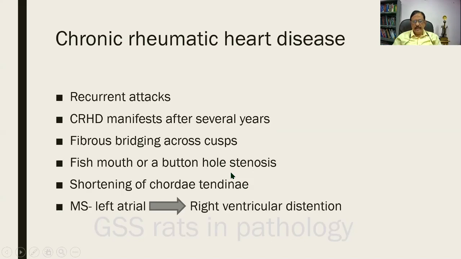Again, questions. Or if you do write on your own, you score a mark. There is a shortening of the chordae tendineae. The importance of valvular lesions, medicine will teach you better. But mitral stenosis can lead to dilatation of the left atrium, which can go on to the right ventricle. There can be a right ventricular distension.